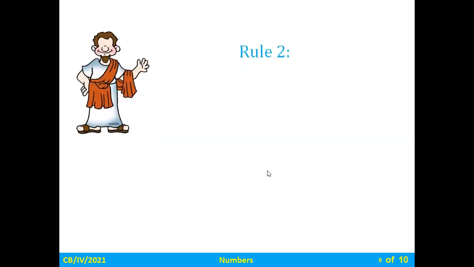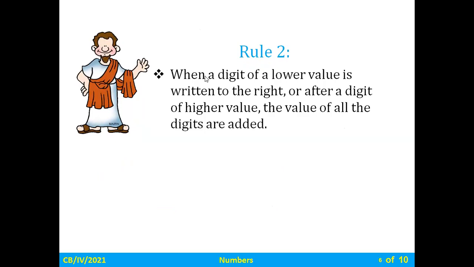Now let's learn rule number 2. Rule number 2 says, when a digit of a lower value is written to the right or after a digit of higher value, the values of all the digits are added. Let us learn with an example. This is the first example. What you can see is, here it is written XII. Now this I resembles 1, right? So 2 I's means 2. Now these I's are written to the right of this higher value, that is X, which is the letter for number 10, right?